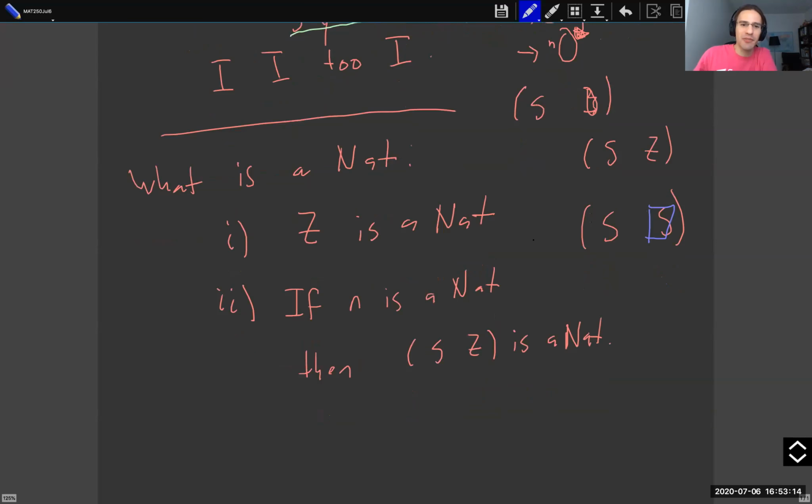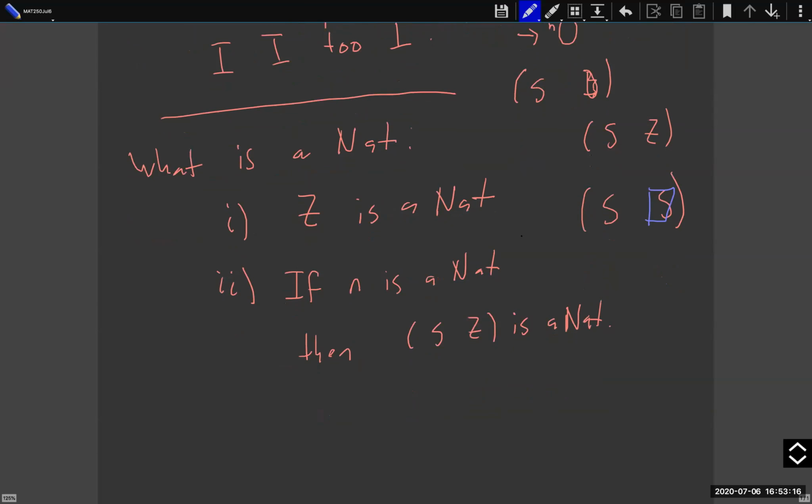Does that make sense to everyone? Does that mean S of N is a nat? Oh, thank you. Good. So basically, it just has to be a combination that has a nat in it, right? Yes, that becomes, yeah. Well, you put an S around a nat and you get another nat.